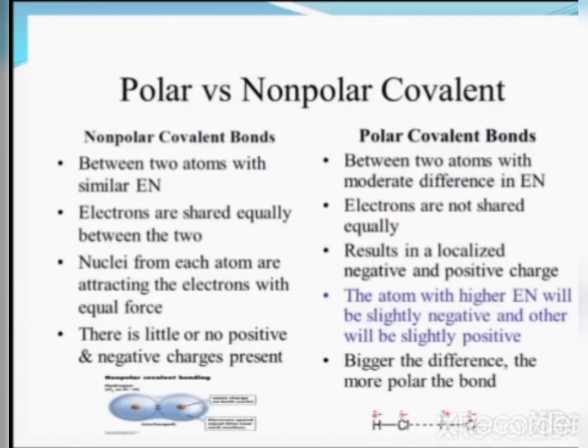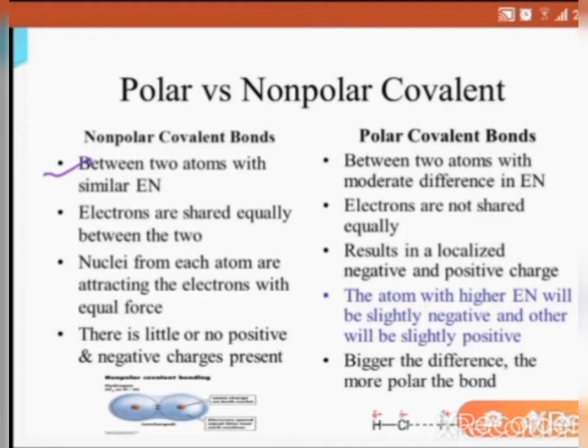Now the next slide is about polar versus non-polar covalent compounds. Non-polar covalent bonds are always formed between two atoms with similar electronegativity. That means non-polar covalent bonds are formed when atoms are similar, whereas polar covalent bonds are formed between two atoms with a moderate difference in electronegativity. That means the electrons are shared between two different atoms.